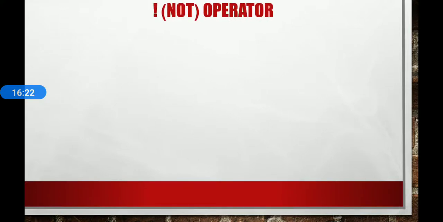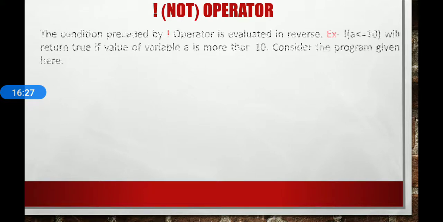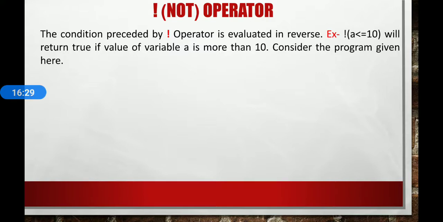Now let's discuss the not operator. A condition preceded by the not operator is evaluated in reverse. For example, not age less than or equal to 10 will return true if the value of variable age is more than 10.